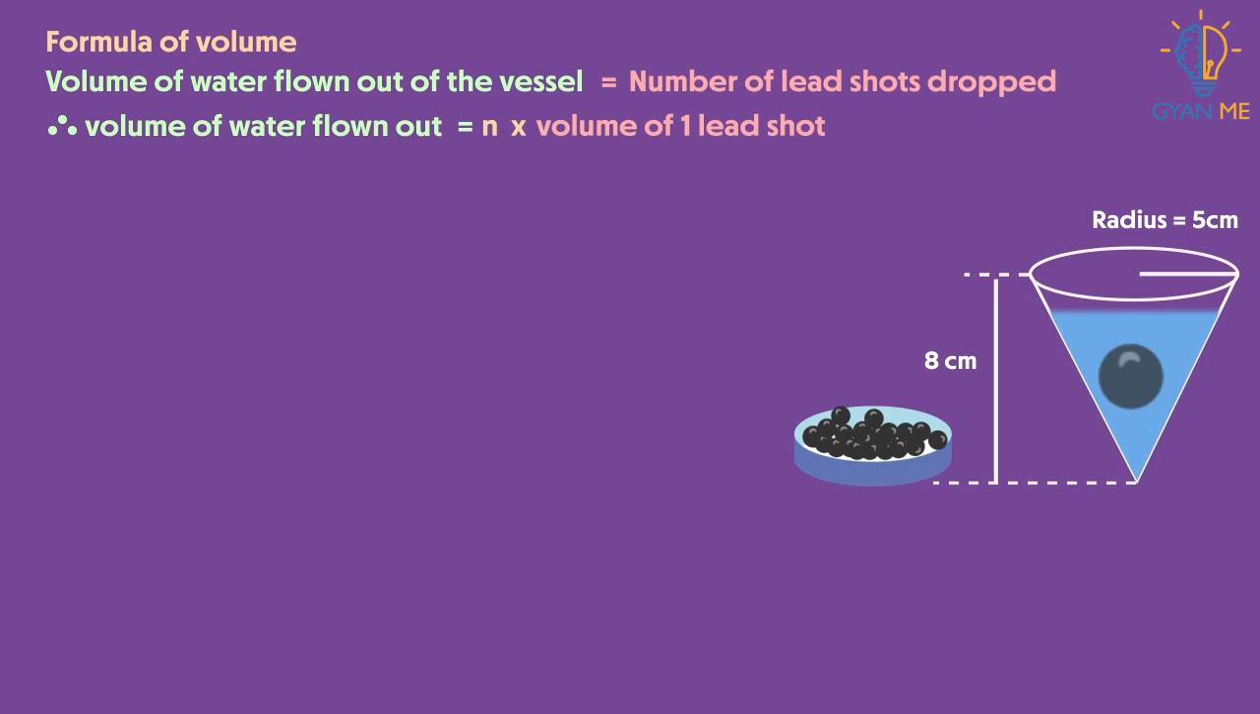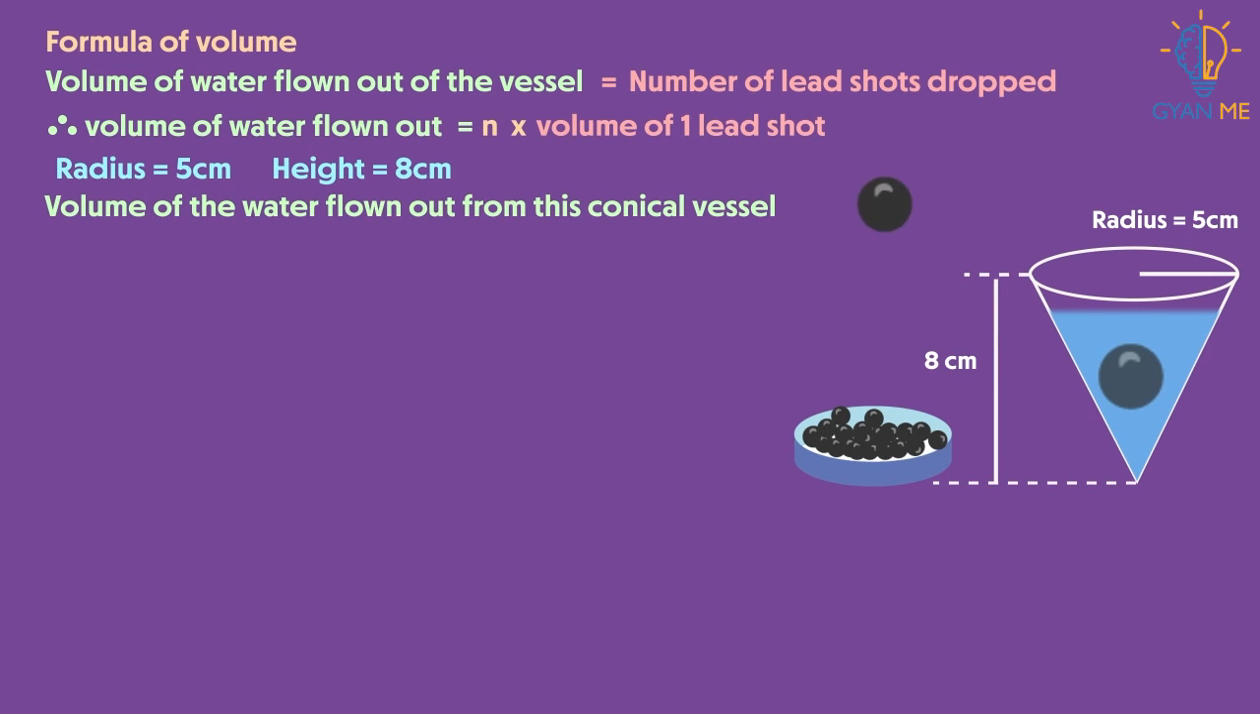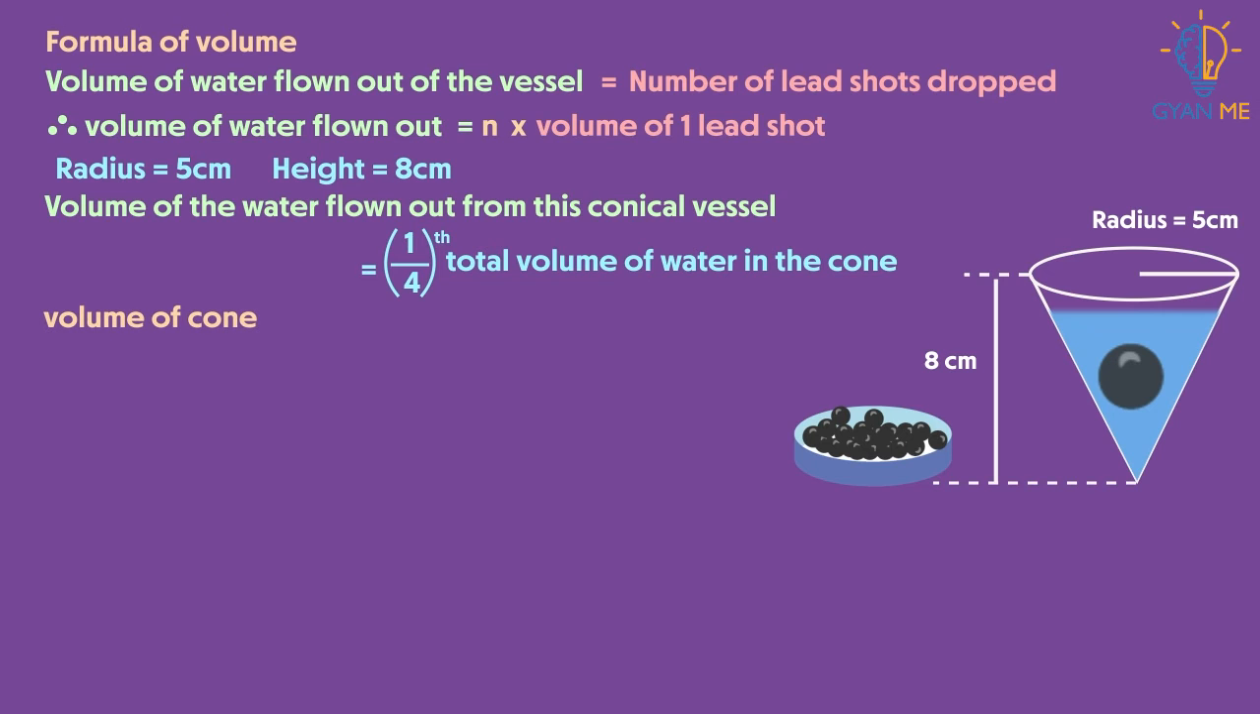First, let us consider the figure which can be drawn from the given details. We are given that the radius of the inverted cone is 5 cm and height is 8 cm. Also, the volume of the water flown out from this conical vessel is 1/4 the total volume of water in the cone. Note that we are given the cone is filled with water up to the brim. This means that volume of cone is equal to volume of water.